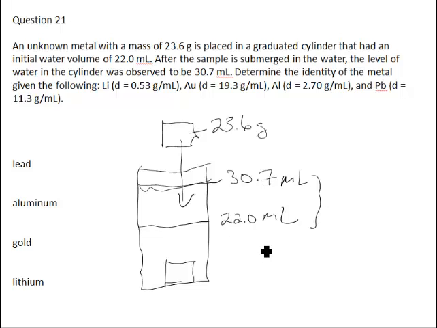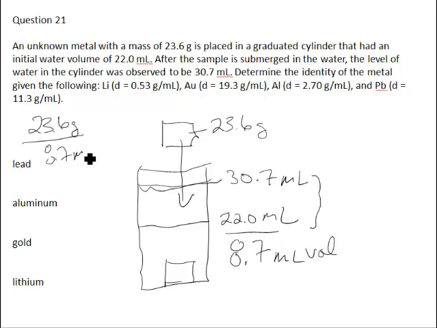So we take 30.7, subtract 22, so it is 8.7 milliliters, the volume occupied by the metal. So what we just have to do to calculate the density is take 23.6 grams, divide that by 8.7 milliliters, and the answer that I come to here is 2.71 grams per milliliter. That's the density.